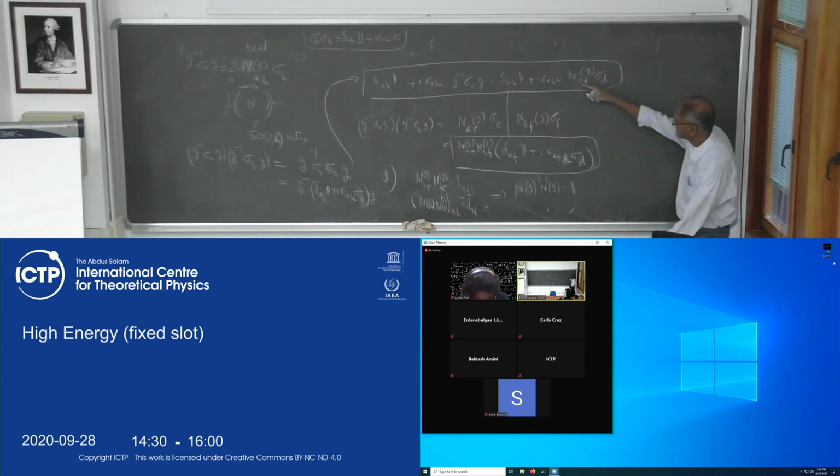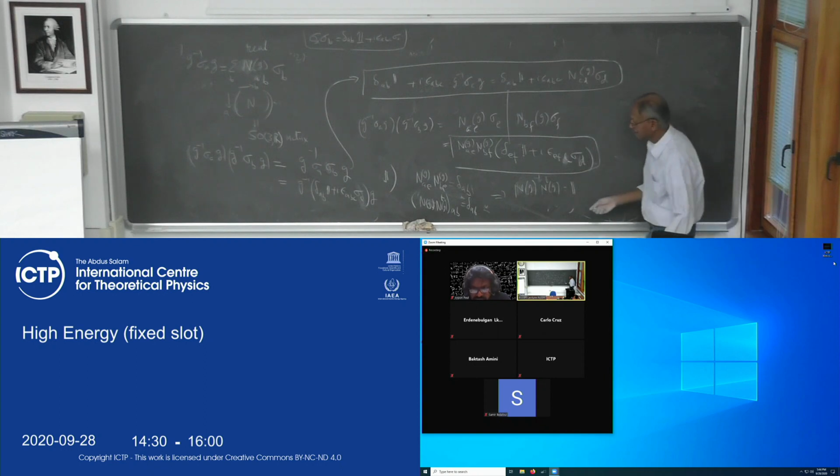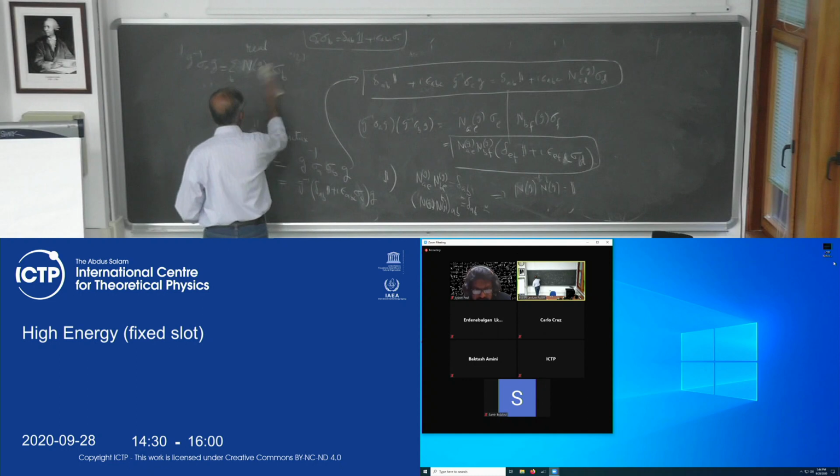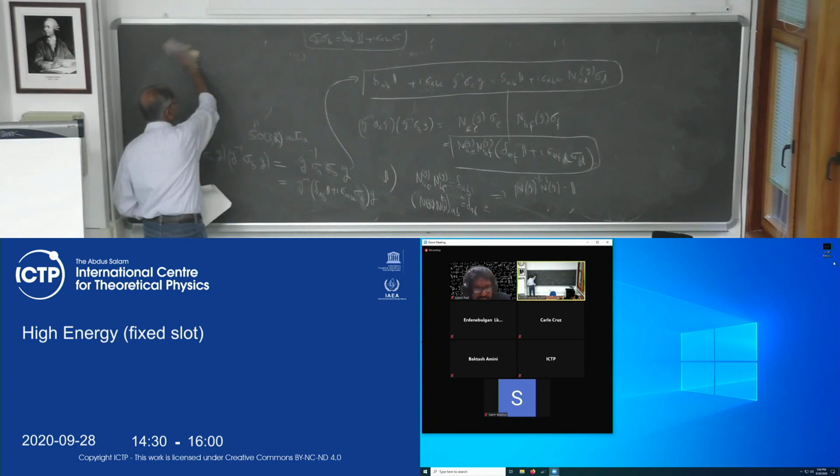Now I can just look at the coefficient of sigma D on both sides and equate that, because they have to be equal. So from, oh, it's already 6. Well, let me at least try to finish this.